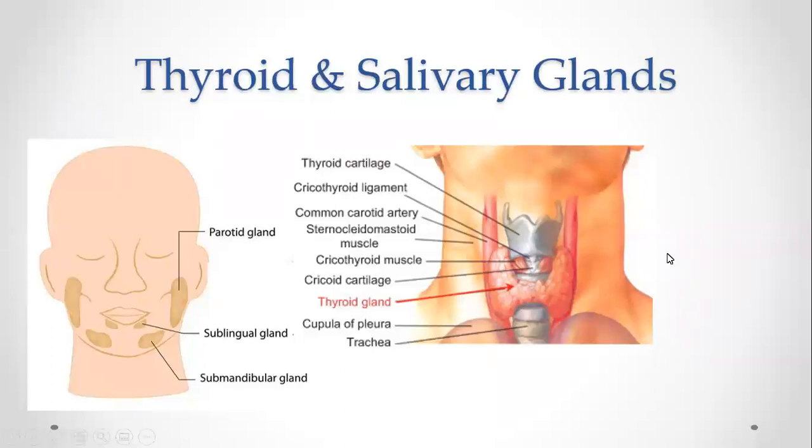So another structure which can give neck swellings is the salivary glands. There are three pairs of salivary glands. One pair is the parotid, another pair is the sublingual glands, and another pair is the submandibular glands.